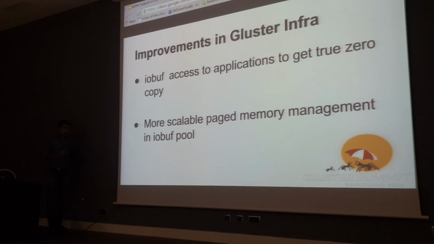Another area to explore is our memory management. We use page-based memory management for IOBUFs. These are a static set of pages of different sizes, and it would be good if we could scale them on the fly. That is one more thing that Rafi is currently exploring. These are the two main improvements that we are looking at from the libcluster side rather than the RDMA side.